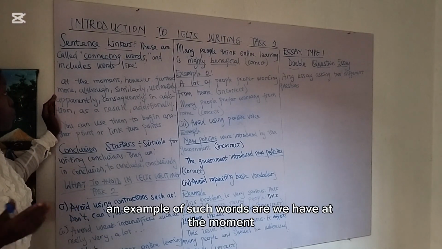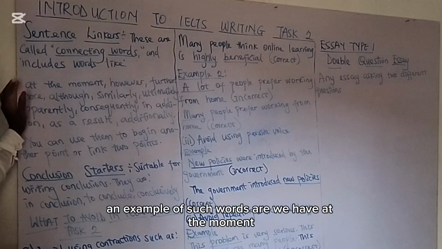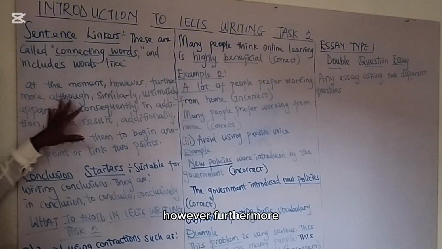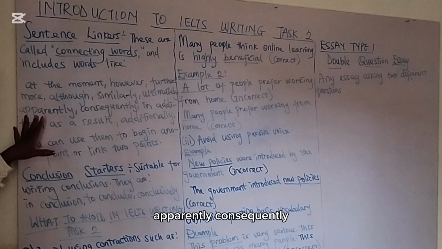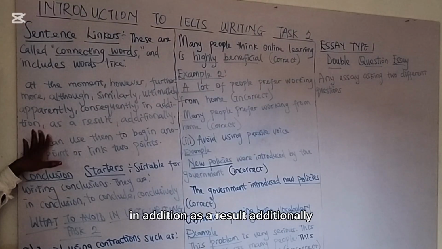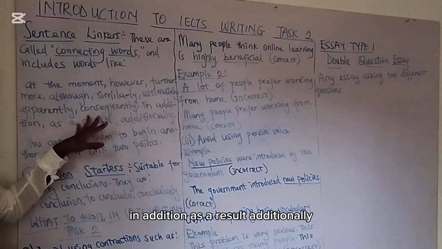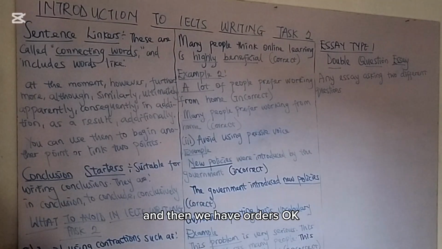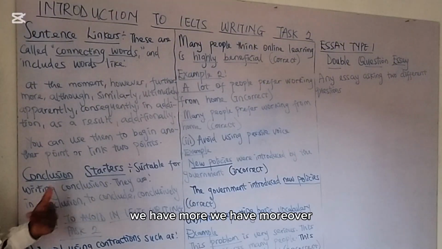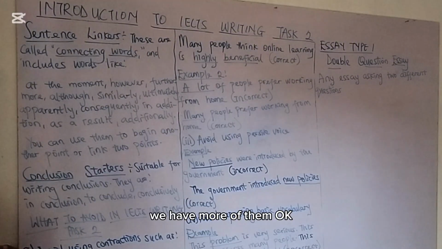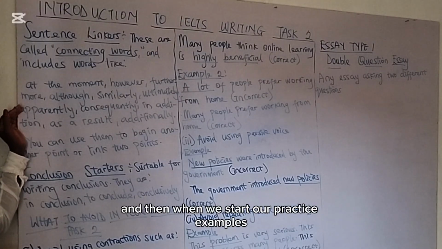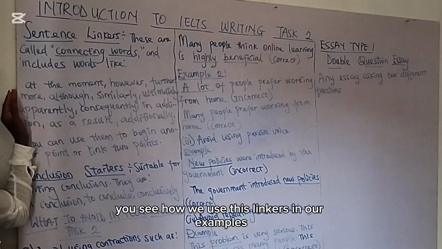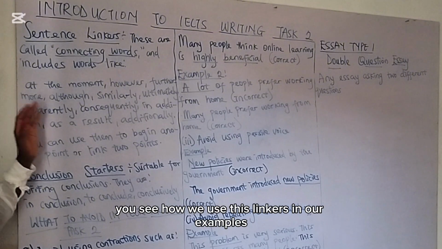Examples of such words at the moment: however, furthermore, although, similarly, ultimately, apparently, consequently, in addition, as a result, additionally, and then we have others. We have more, we have moreover, we have more often. These are just a few examples, and when we start our practice examples, you will see how we use these linkers in our examples.